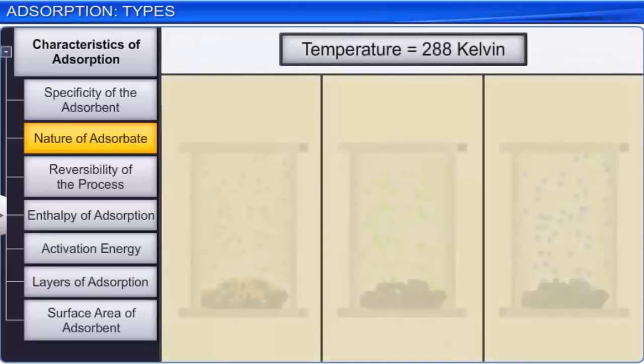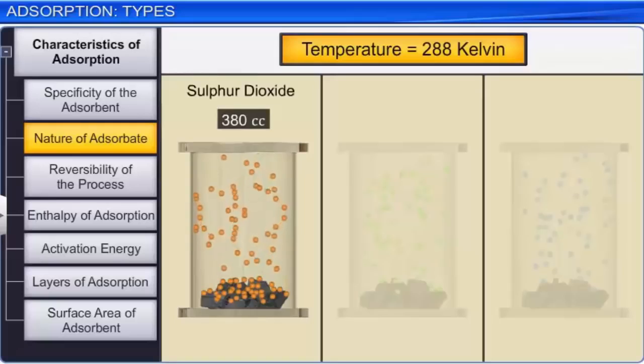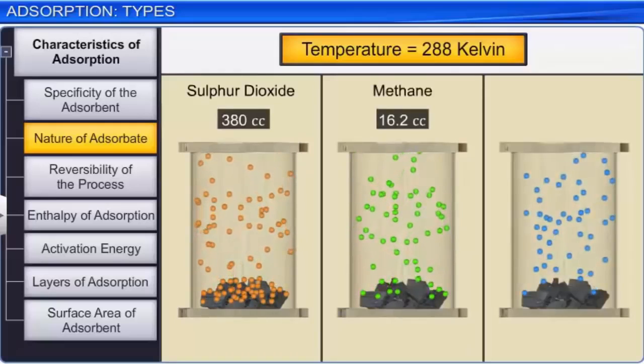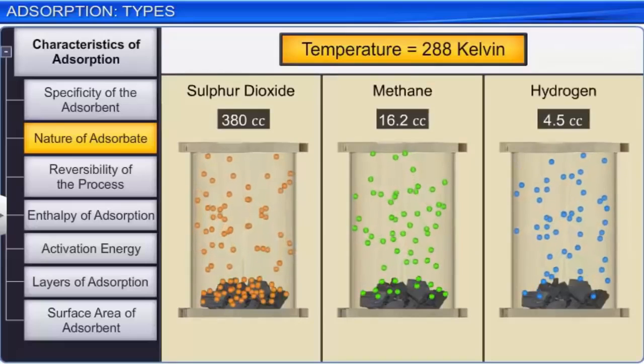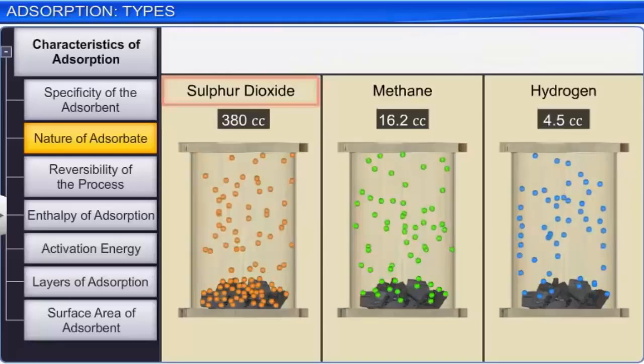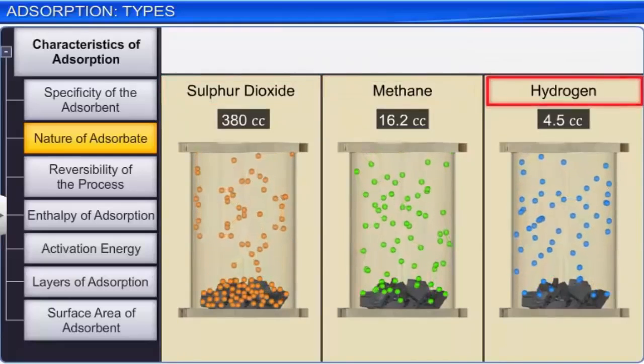For example, at 288 Kelvin, 1 gram of charcoal absorbs 380 cc of sulfur dioxide, 16.2 cc of methane, and only 4.5 cc of hydrogen. The volumes of sulfur dioxide, methane, and hydrogen are reported at STP conditions.